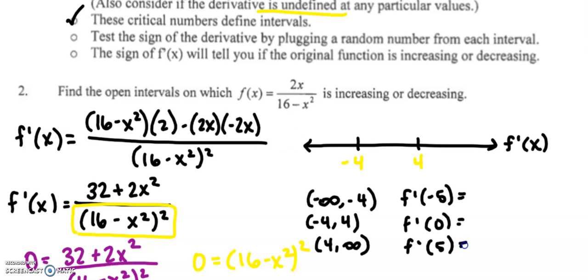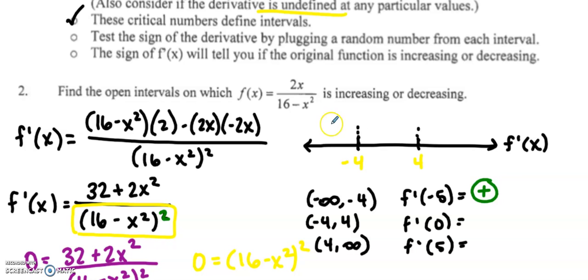Doesn't matter what numbers you pick, you just want to pick one from each of these intervals that we've created, right? So I've got this interval, and this interval. F prime of negative 5. Well, here's f prime over here. If I sub in negative 5 to the bottom, this whole denominator is going to end up being squared, which means the whole denominator is positive no matter what. Negative 5 squared is 25, times 2 is 50, plus 32. That definitely comes back as a positive number.